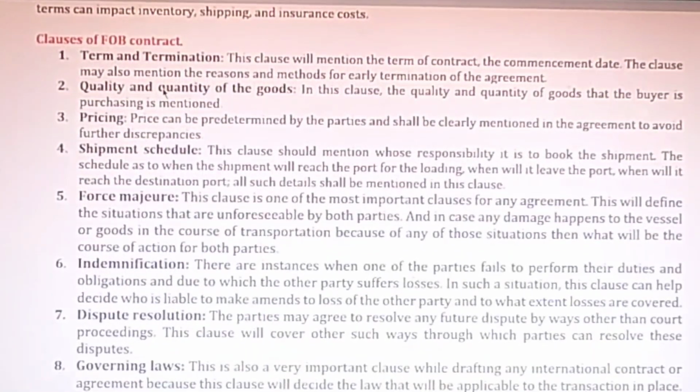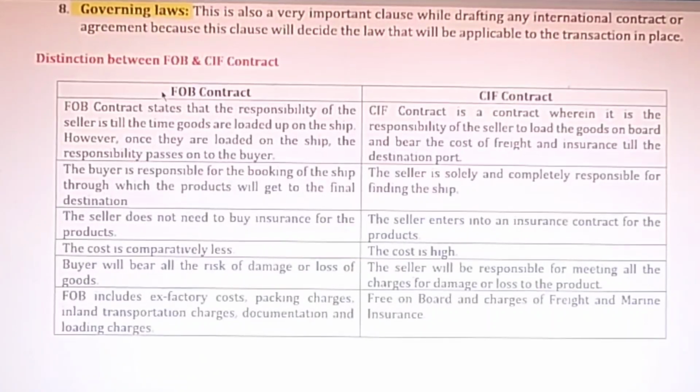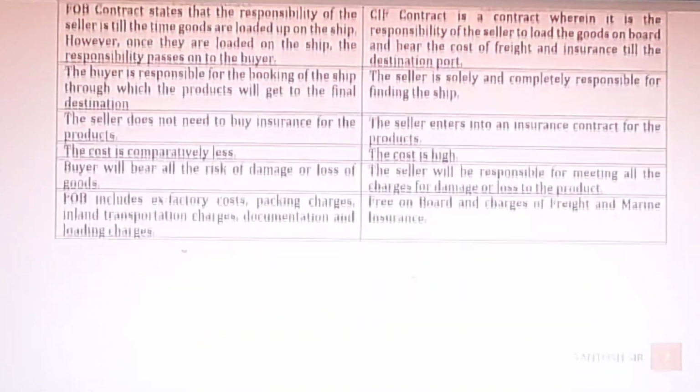And these are the different clauses of an FOB contract, like the terms and termination, then quality and quantity of the goods, then the price of the goods, shipment schedule, then force majeure, indemnification, then we have dispute resolution and the governing laws. So all these are the main clauses of this contract. And the difference between FOB contract and CIF contract is also a very, very important question, so do not leave this.